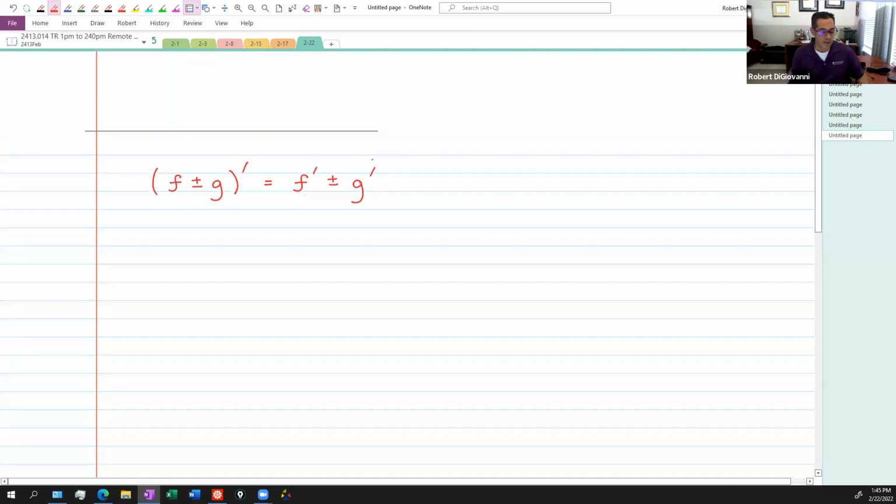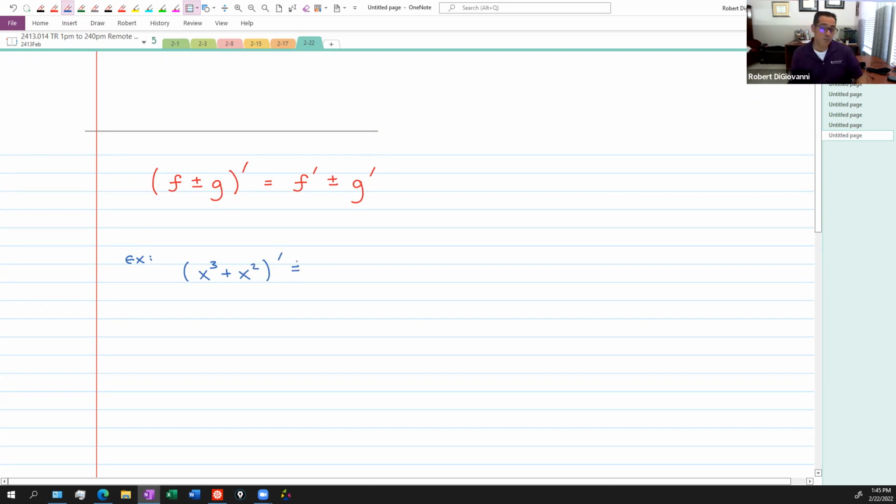Now this rule, even though it looks simple, can be misused. Well, no, I shouldn't say that. This rule is simple. Let's not overcomplicate it. Let me give you an example. Let's say I want you to take the derivative of x cubed plus x squared.